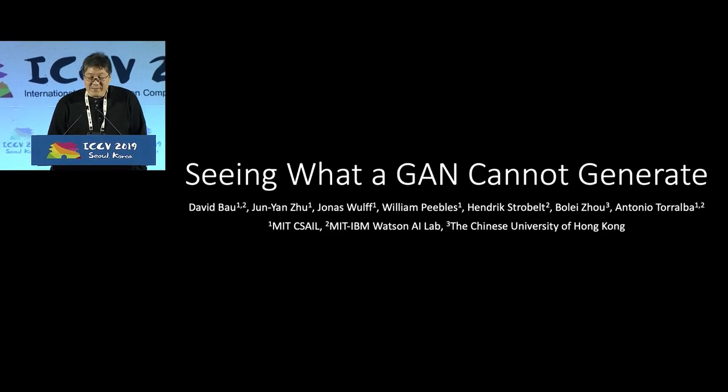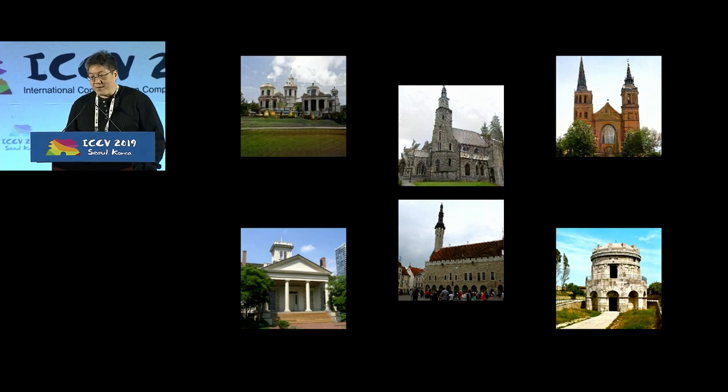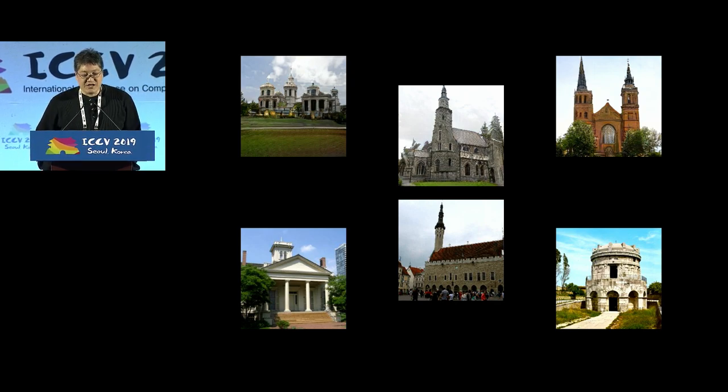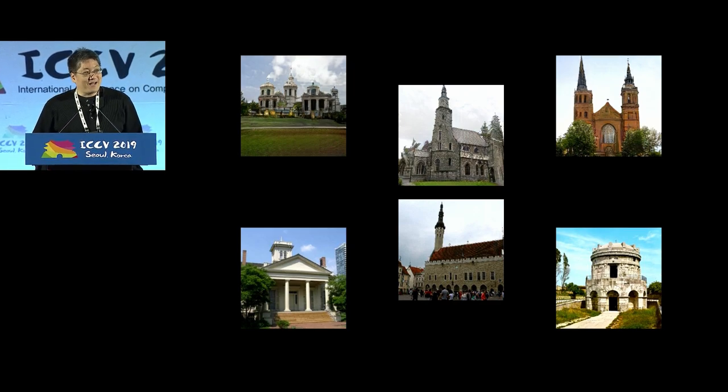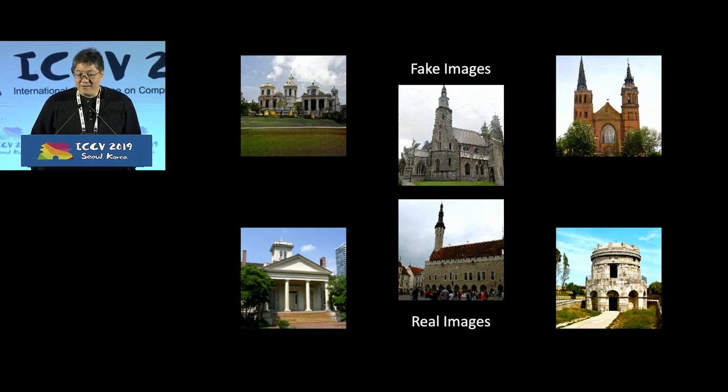Hey there, I'm David Bau. I'm going to talk about seeing what a GAN cannot generate. So to get a feel for this problem, I've mixed up some GAN-generated images with some real images. And on this huge screen here, I want you to take a look and see if you can tell which ones are which. Do you think I put the real images on the top or on the bottom?